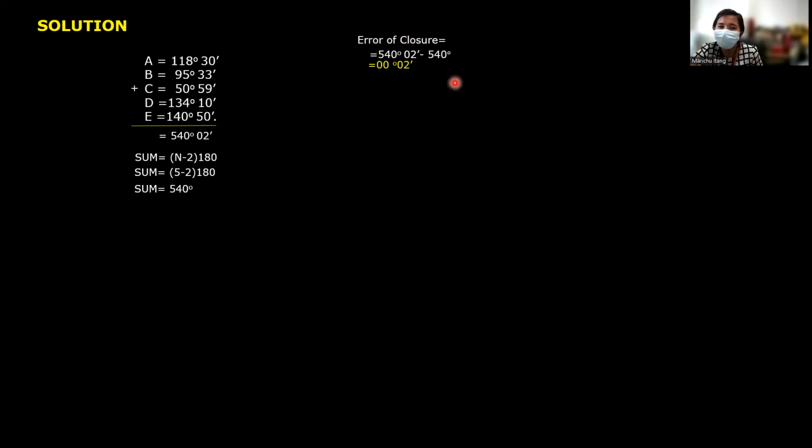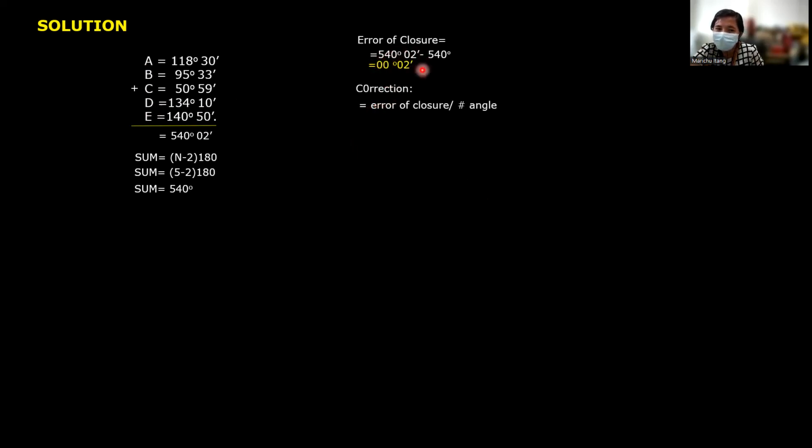So we need to adjust this observation. So paano tayo mag-adjust? First, you need to compute the correction. Anong amount? Since this is 2 minutes, hindi pwedeng 2 minutes yung i-subtract natin sa bawat angle. Hindi. Since yung 2 minutes is the total error of all the angles, we need to divide this one by 5 since 5 to. So to get the correction, we just use the error of closure.